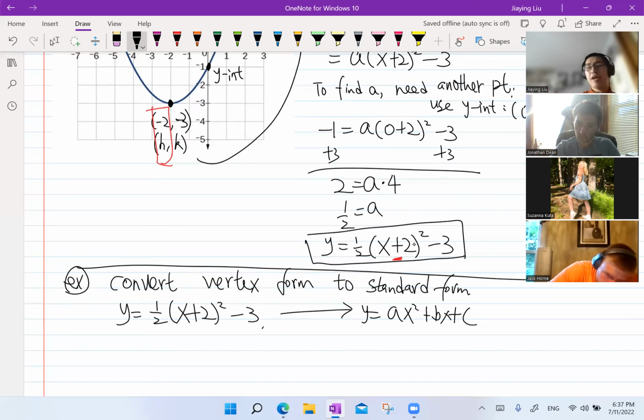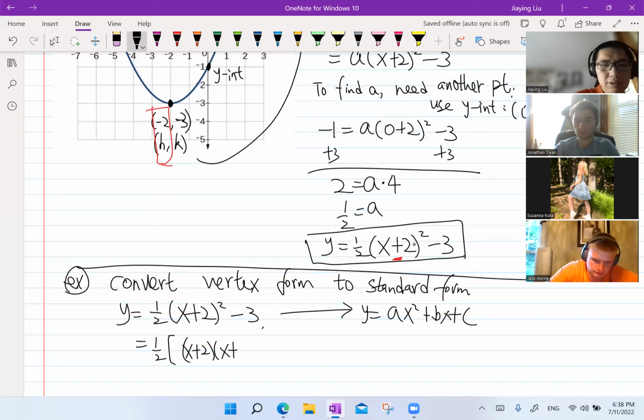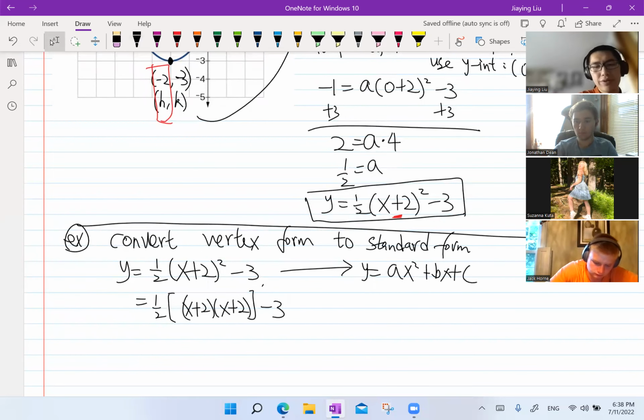Well, we just have to figure out the x squared term, the x term, and the constant term, right? So what we're going to do is take the (x plus 2) squared part, and then we're going to fully FOIL that. So we get y equals 1/2, leave the 1/2, leave the negative 3. But we're going to multiply out (x plus 2) squared, which is (x plus 2)(x plus 2). You can memorize the formula to do that, or you can FOIL, whichever you feel comfortable with.